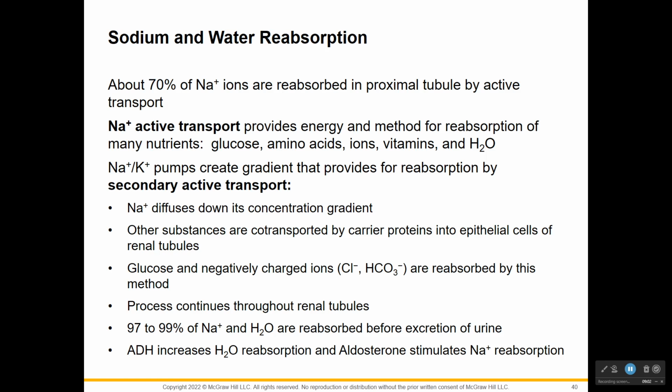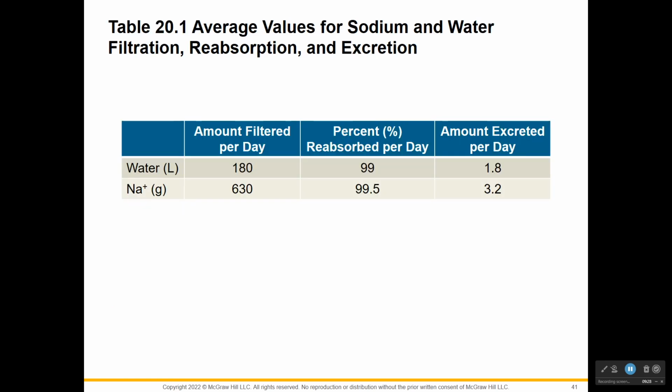And 99% of your sodium and water are going to be reabsorbed before you actually excrete the urine. Of course, antidiuretic hormone, anti-diuretic, don't go through. Hormone increases your water reabsorption. So it tells you anti-dia, which means do not pee. And so if you have more ADH, you won't pee. And so where's the water going if you're not peeing it out? Well, you're reabsorbing it back into your blood. And then aldosterone also stimulates the sodium reabsorption.